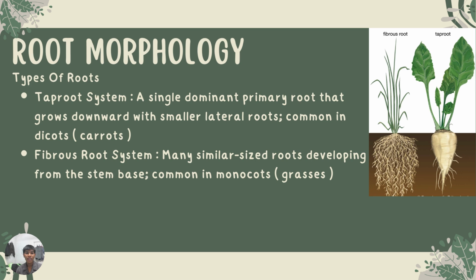And now we are at root morphology. Root morphology has two types of root systems. The first one is the taproot system, a single dominant primary root that grows downward with smaller lateral roots. This root is common in dicots, for example carrots, and the other one is the fibrous root system, many similar-sized roots developing from the same base. This is for the monocots, and the example is grasses.